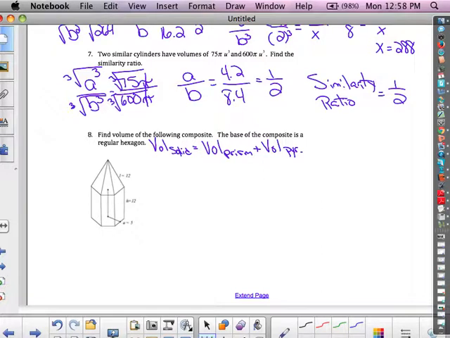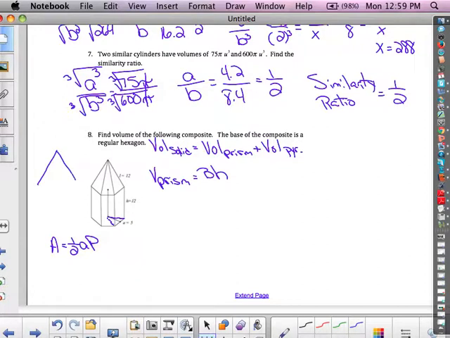So we'll start out by finding the volume of the prism, which is equal to the area of the base times the height. Area of the base is 1/2 the apothem times the perimeter. We're given the apothem, so that means we're going to have to find a side length. This is a hexagon, so you can use either the trig ratio or the special right triangle, whichever you prefer.